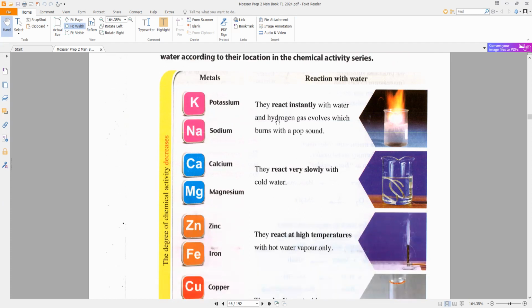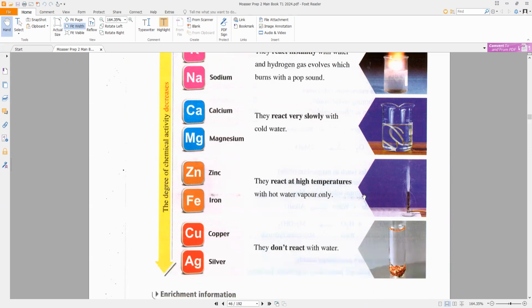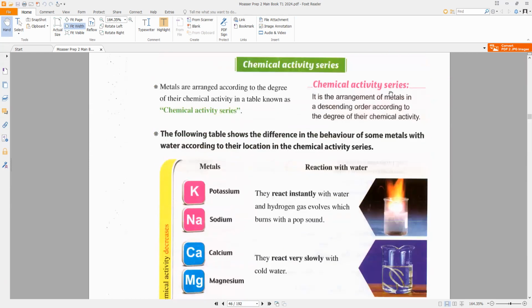Potassium and sodium react instantly as soon as they are exposed to water, and hydrogen gas evolves with a sound like exploding. Calcium and magnesium react with cold water, but slowly. They take a long time to react. Zinc and iron react with the water vapor in the air at high temperature. So when the iron and the zinc are exposed to a flame, they react with water vapor only. Copper and silver don't react with water or air because they are inactive metals. This is called the chemical activity series.